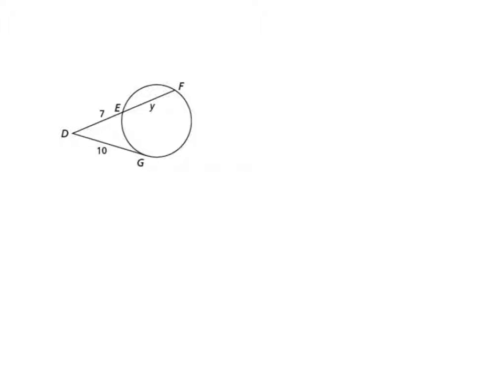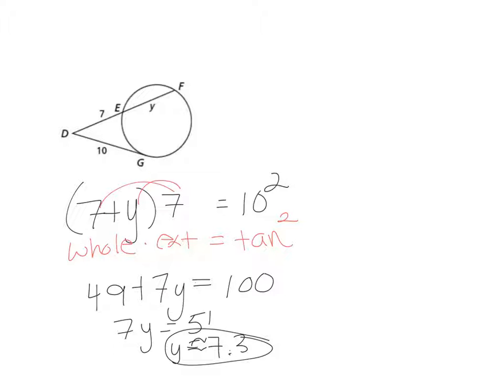Try this problem. You're looking to find the value of y. Pause the video and when you're ready for the answer and the work, hit play. So I took my whole times my exterior. My whole would be 7 plus y, the whole piece, times the exterior piece of 7, that DE length of 7, equals the tangent squared, which would be 10 squared. So I got 49 plus 7y equals 100. Subtracted 49 from both sides, so 7y equals 51. Divide both sides by 7, and I get y is about 7.3.